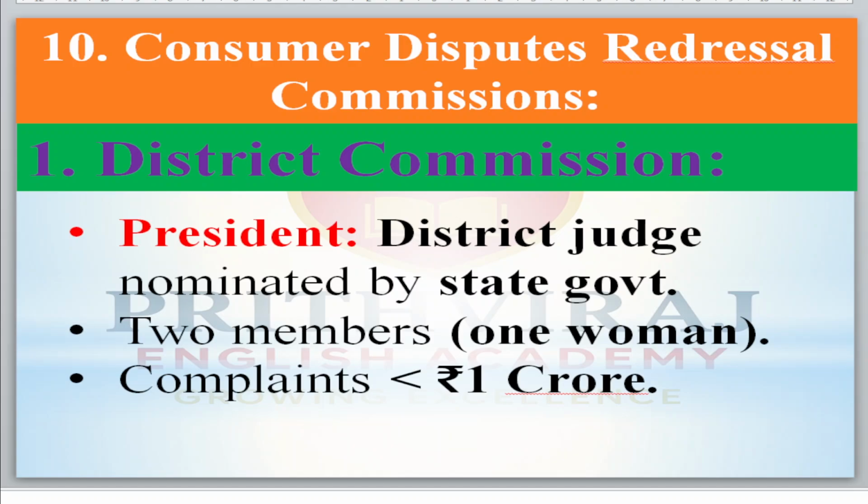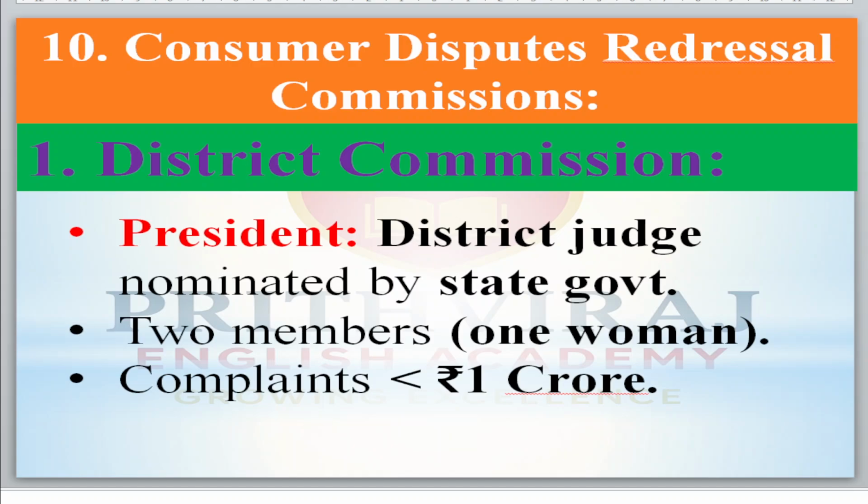Now come to the consumer disputes redressal commissions. There are 3 levels of commissions. One is district, next is state, then national. It is based on the monetary value of the complaints. In a district commission the president will be there, in a state commission also a president, and in the national commission also a president. The president of the district commission is a district judge, who is nominated by the state government.